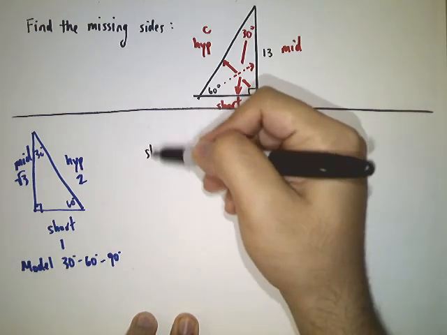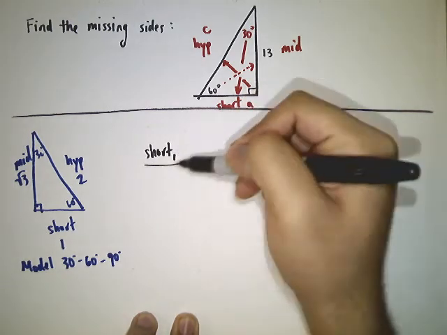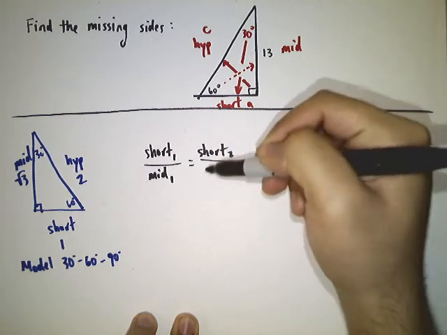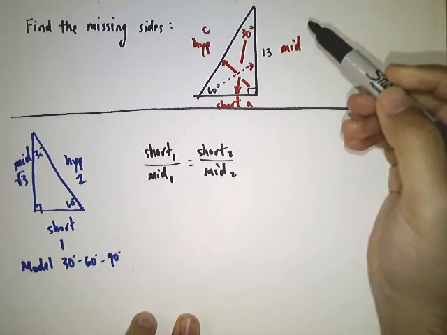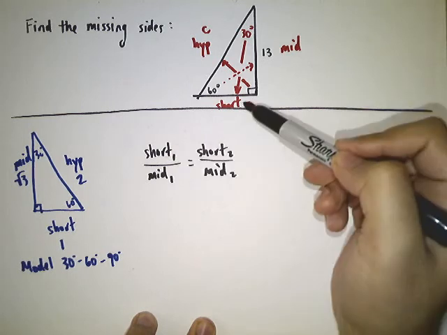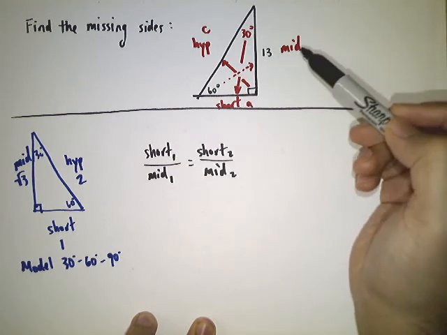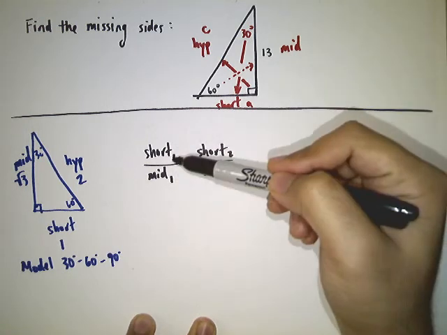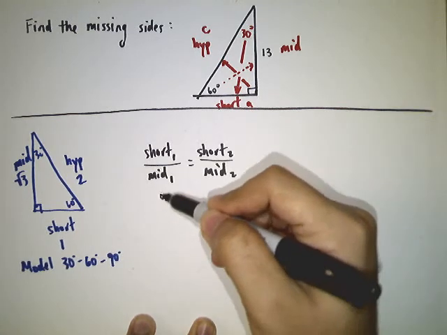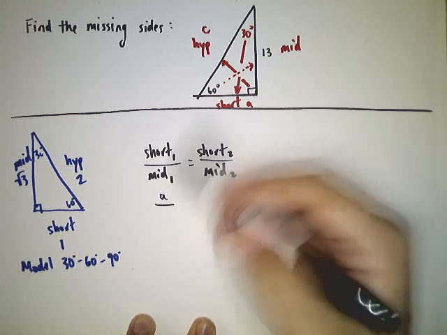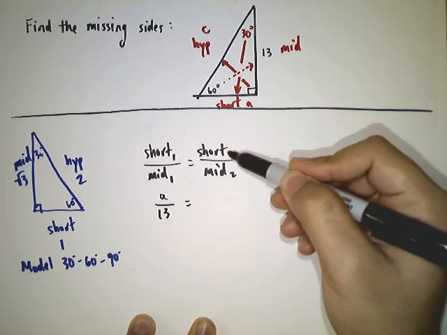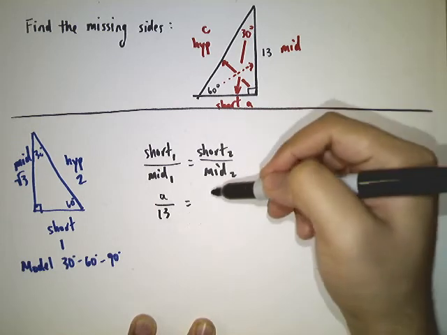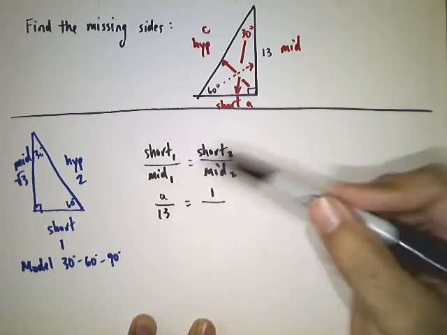So let's see. Short 1 divided by mid 1 equals short 2 divided by mid 2. And again, we chose that because short is a side we don't know, mid is a side we do know. Okay, so we want one side we don't know, one side that we do know. Well, let's see. Short 1, that's A, because we don't know it yet. Mid 1, that'll be 13. Short 2, well, let's look in our model triangle. The short side is 1 unit long, and the mid side is root 3 units long.